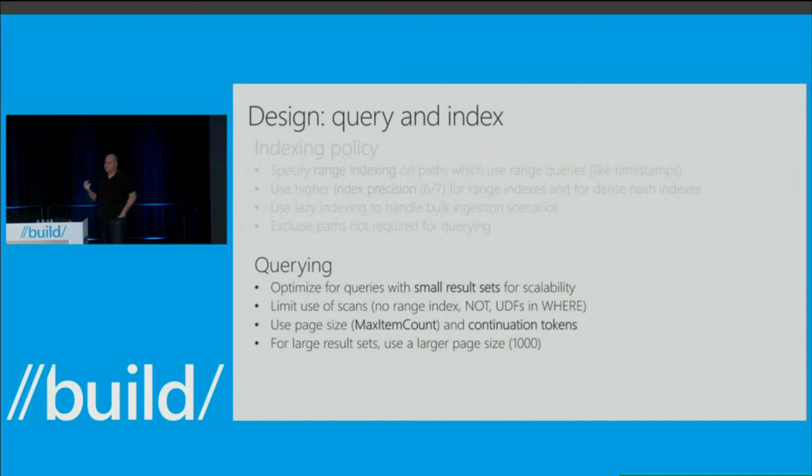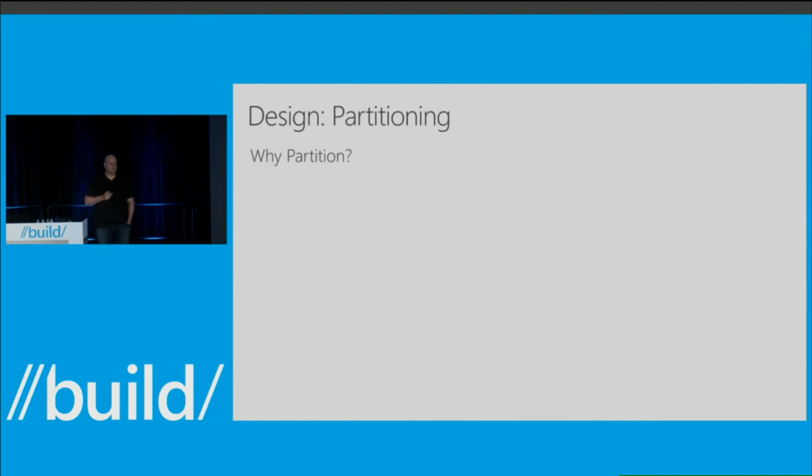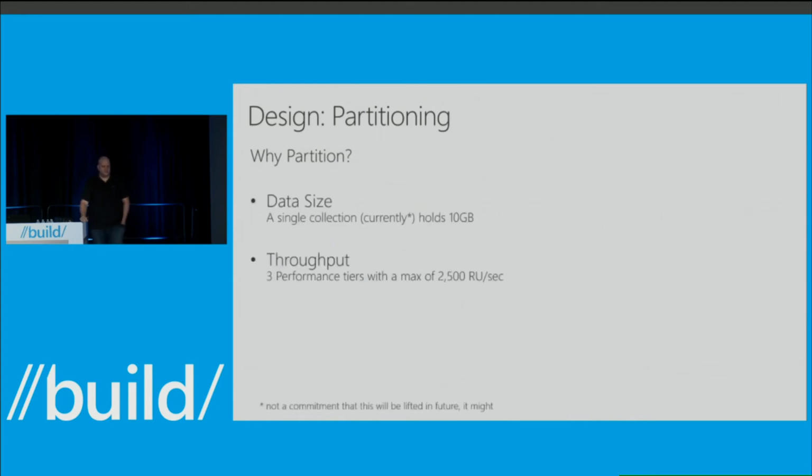If you have UDFs in where clauses, include other predicates. Now partitioning. In DocumentDB, you need to partition for two reasons: data size, because every collection is only 10 gig in size today, and throughput. The maximum for a collection is 2,500 request units per second. If you need more than that to serve 10 million concurrent users, which we have a customer that does, you need to scale out across multiple partitions.